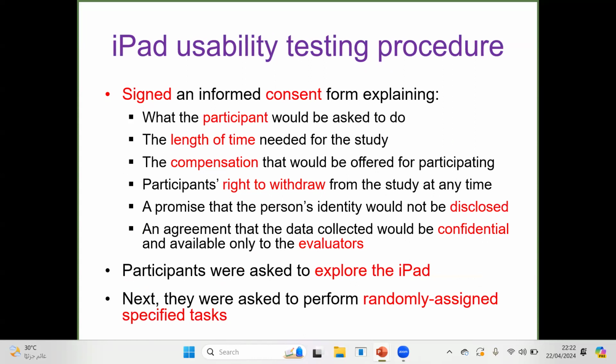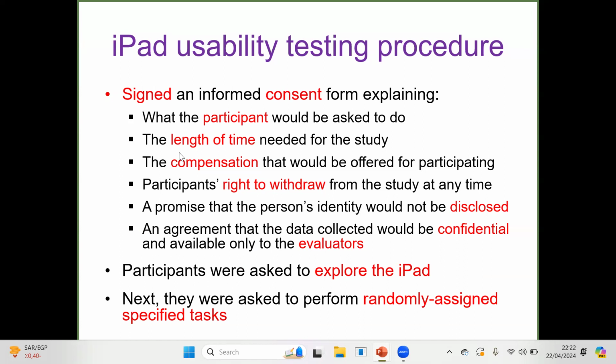Before the usability testing procedure is carried out, there are a few things that the evaluator must make sure with the participant. Firstly, the evaluator needs a signed and informed consent or permission from the participant by explaining or providing the below information. For example, what the participants would be asked to do in the experiment should be told to the participant beforehand, before starting the usability testing.